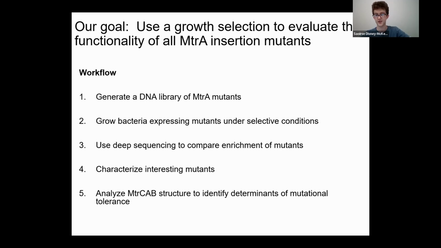Then grow up bacteria that are expressing these MtrA mutants under selective and non-selective conditions. Use deep sequencing to compare the relative enrichments of the mutants. Characterize some interesting mutants in a little bit more biochemical detail. And then look at the MtrA structure to see if we can identify any determinants of mutational tolerance.